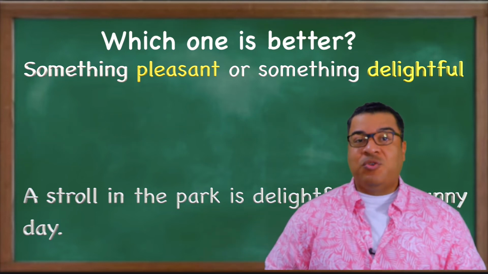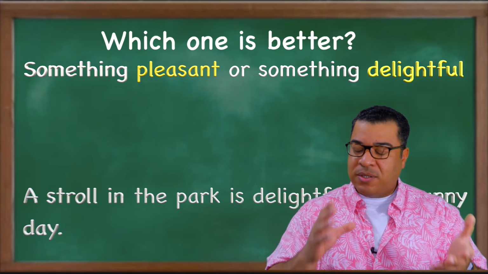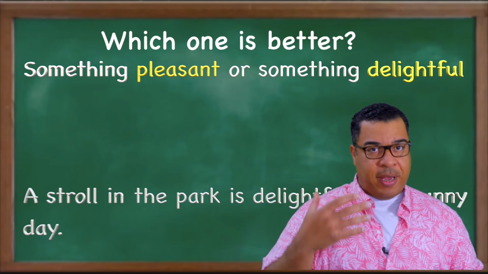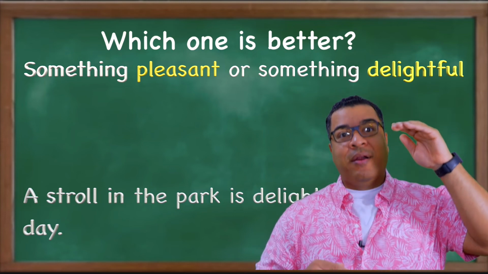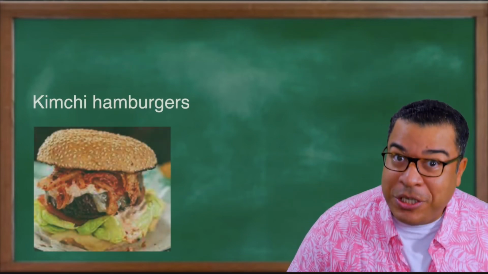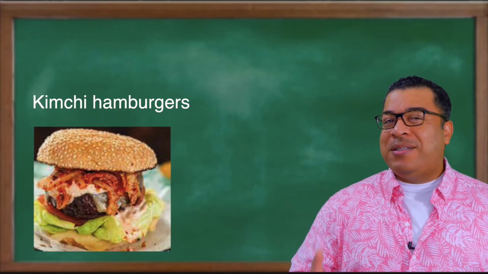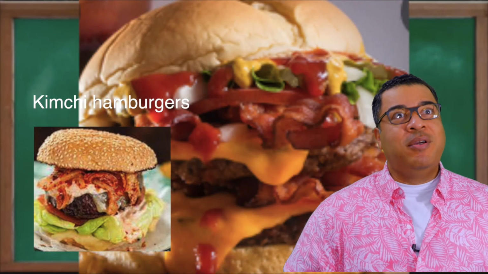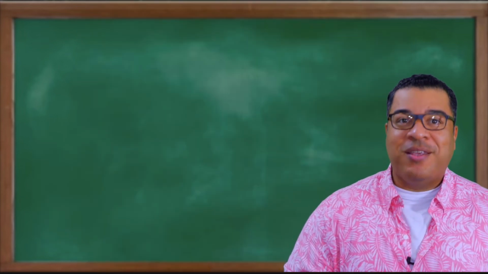If you said a stroll in the park is delightful, that would be better. Now, of course, this might change a little bit dependent on the context of the conversation you're having with someone, but normally the shade of meaning, delightful, would be better than pleasant. For example, if your wife makes kimchi hamburgers, that is pleasant. I like kimchi, but it's not my favorite. If my wife made double cheese chili cheeseburgers, that would be delightful because I would be more happy. Oh, not that I do love kimchi burgers.